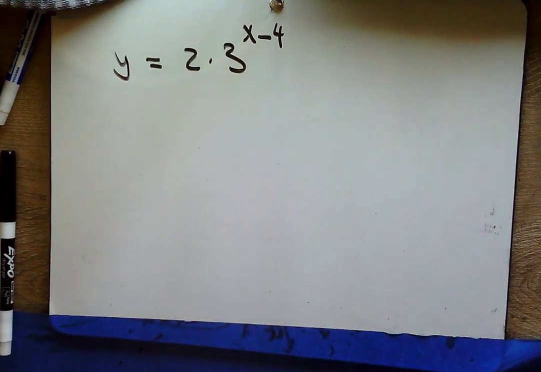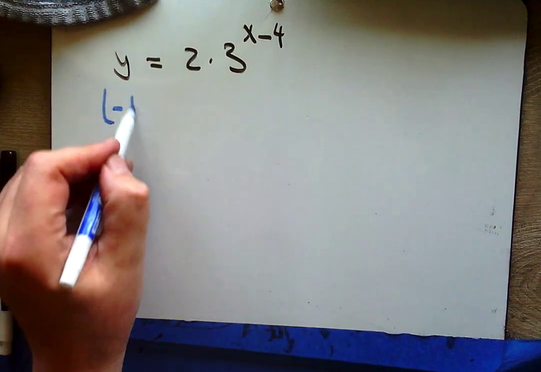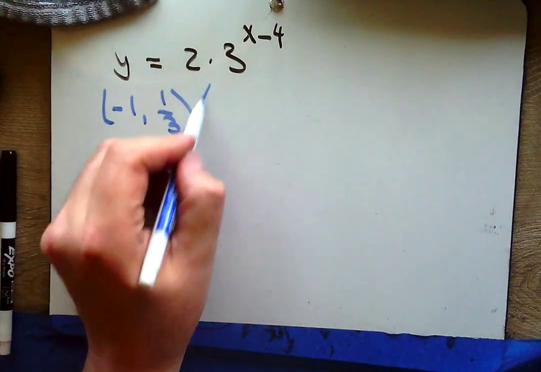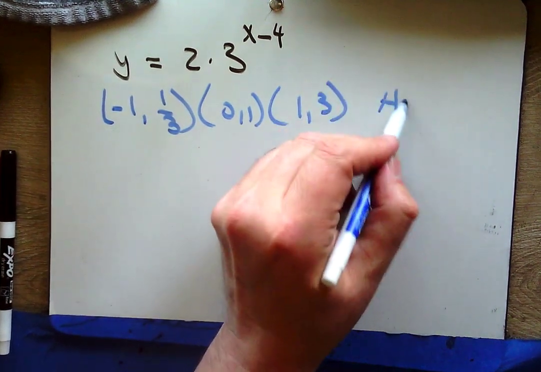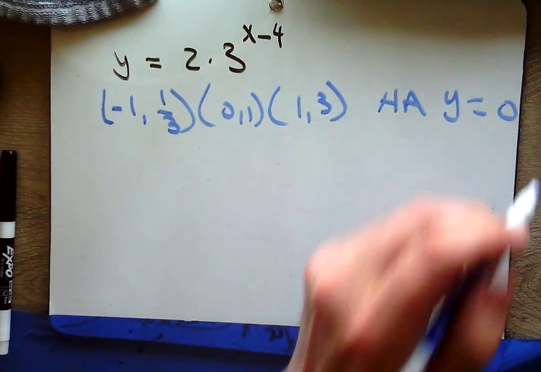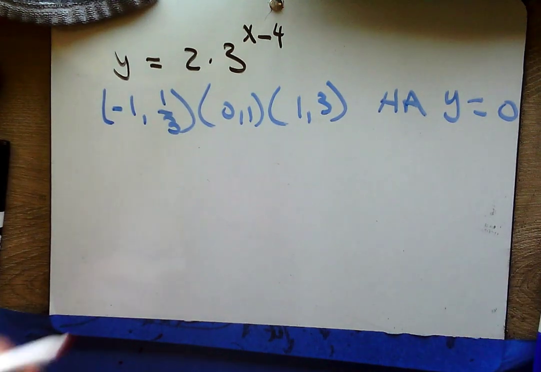Hey, welcome back. Did you use your correct reference points? They should be negative 1, 1/3, 0, 1, 1, 3, and don't forget the horizontal asymptote at y equals 0. We need to apply our y transformations to that.